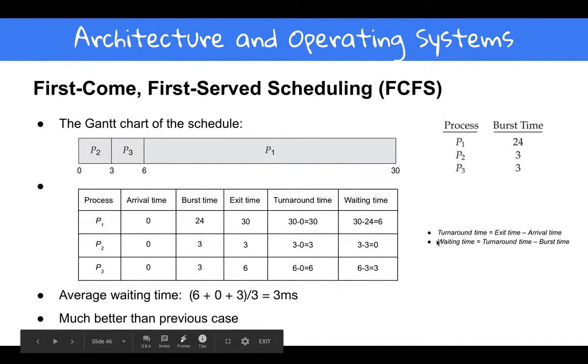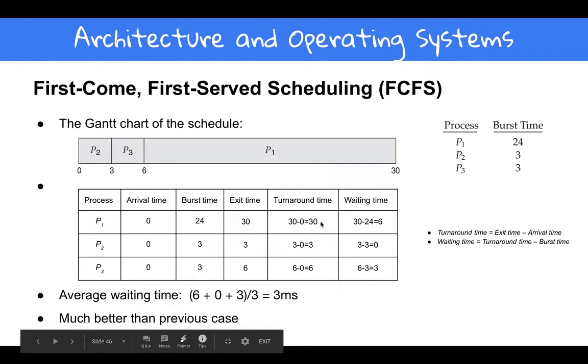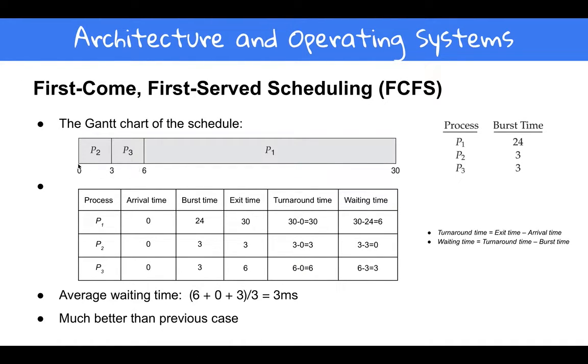So let's discuss the waiting time. The waiting time is the turnaround time that you actually calculated here, minus the burst time. It gives you the waiting time. Look, 30 minus 24 is 6. That is right, because P1 waited 6 seconds to be executed. The next one, 3 minus 3 for P2, it waited 0 seconds. That's perfect. So the waiting time is 0. And the next one is 6 minus 3, the execution is 3 seconds, which is the waiting time here.